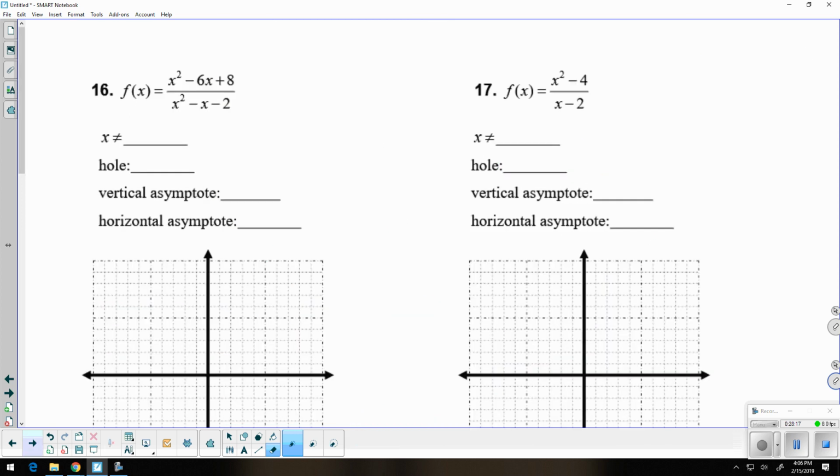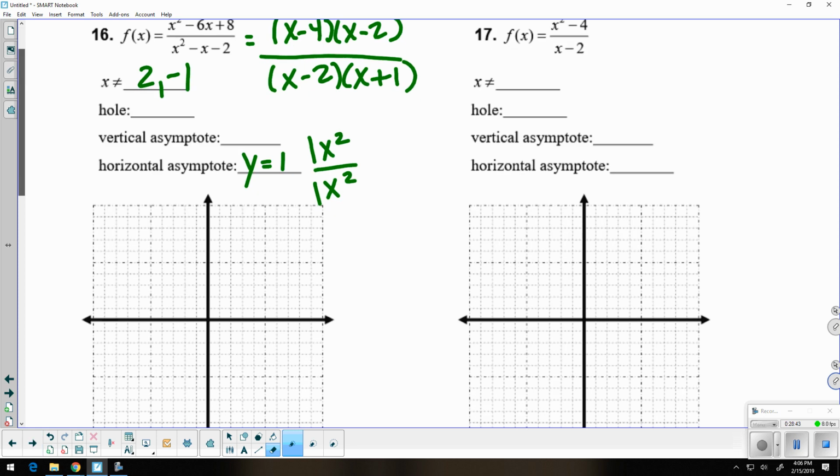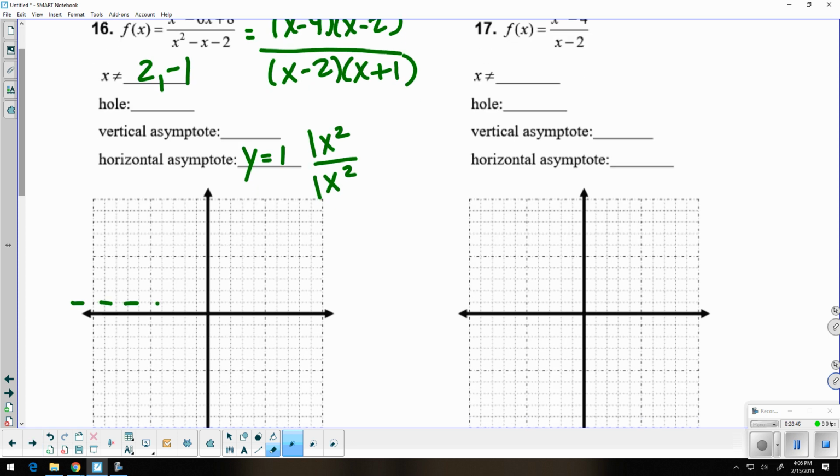So the next one. Let's factor everything first. So factoring out the top, that'd be x minus 4, x minus 2. Underneath, this would be x minus 2, x plus 1. So what makes this undefined? 2 and negative 1. Okay, do we have a horizontal asymptote? So going back to the original problem, compare your degrees, x squared, x squared. Well, now we want the leading coefficient, so at y equals 1. Okay, so at y equals 1, here's our horizontal.